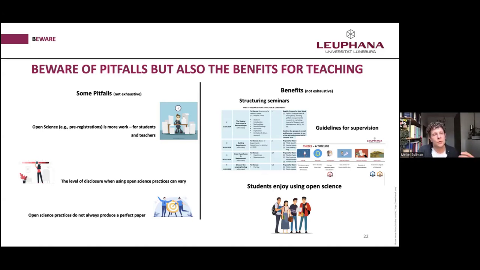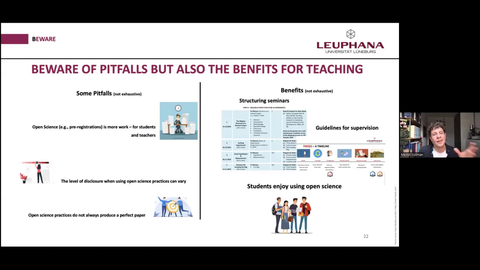But also, it's a lot more work for teachers in case you want to give feedback on the pre-registration or evaluate the pre-registration, which is also kind of tricky because I think the level of disclosure that you put into the pre-registration kind of varies. So it could be that you're very specific or that you're very vague, but it's not either good or bad. It highly depends on the study that you are conducting.